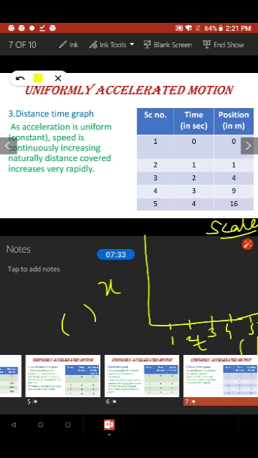Now the position. Choose scale wisely. Let us take in fact 5. Every 10 division is equal to 5 meter, and 15. At 0 it is 0. At 1 it is 4, slightly less than 5. At 1 it is 1.